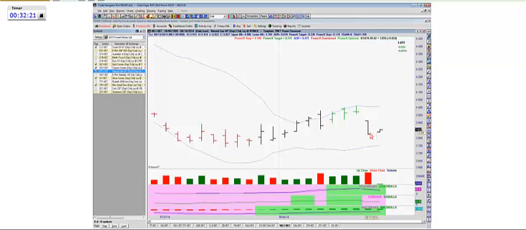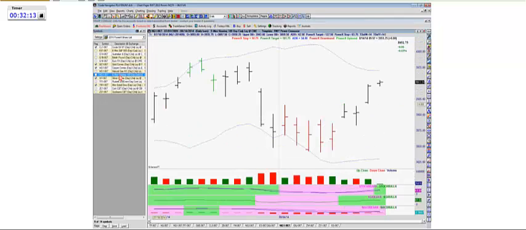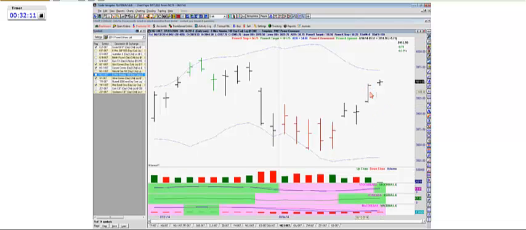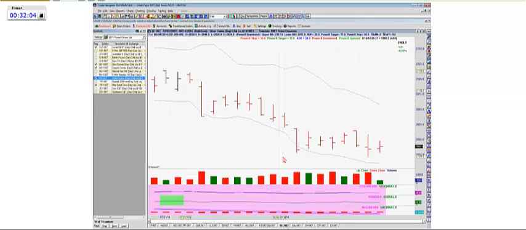Natural gas. Natural gas, we did not have a trend day yesterday, so natural gas is not something to watch today. E-mini NASDAQ, we no longer have a trend day on the E-mini NASDAQ, so it's not something we need to look at today.